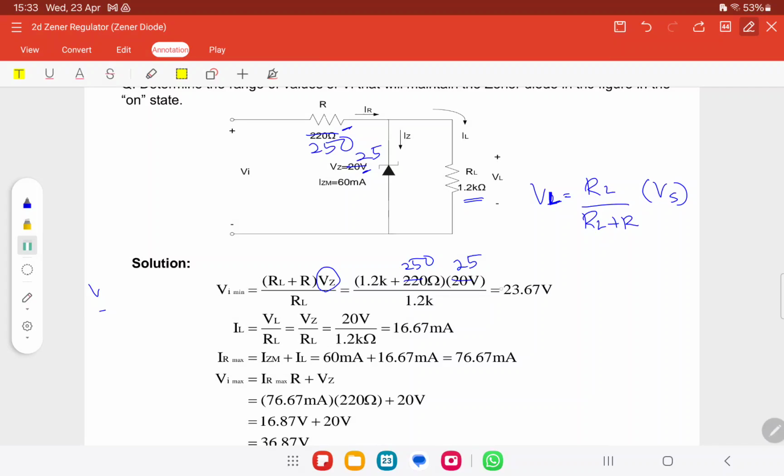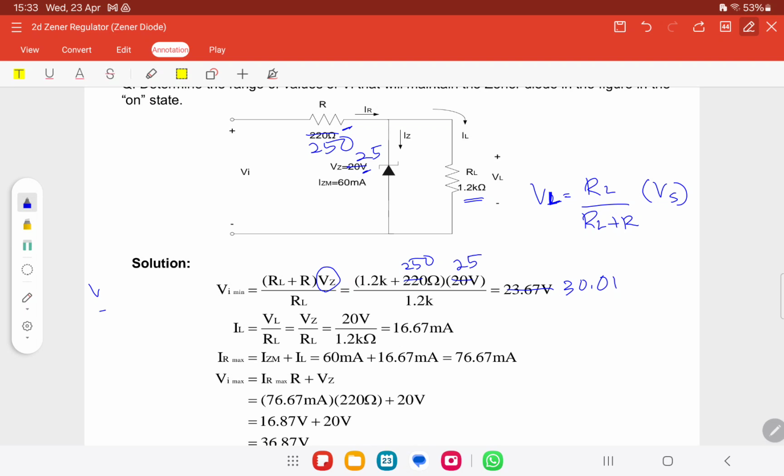Okay, so what is the value here? 30.6. Ini calculator dalam radian ke apa?